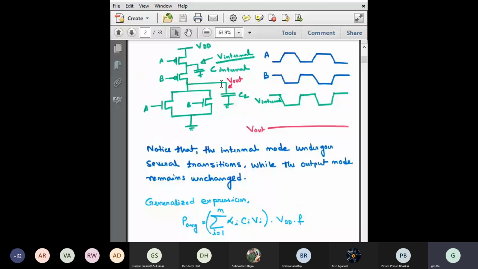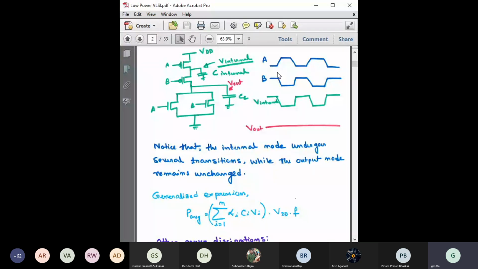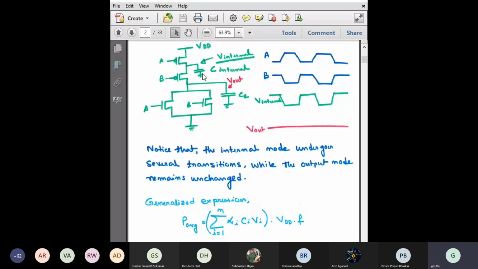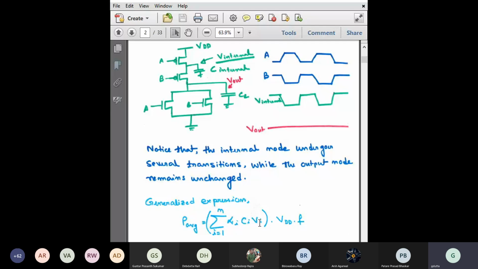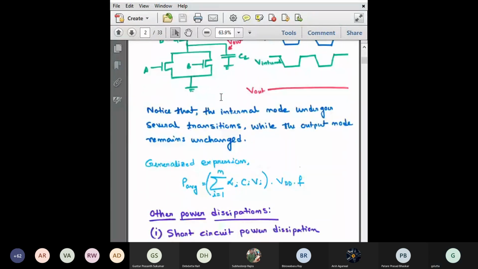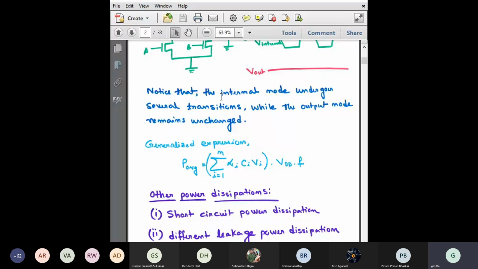However, for internal nodes, depending on the input combinations, the capacitor might charge to VDD or it may not. It is not necessary that the internal node capacitor will be completely charged to VDD. So to consider that, we have written this Vi. We have to understand what the value of Vi is for any internal node capacitor. So these are the switching power losses.